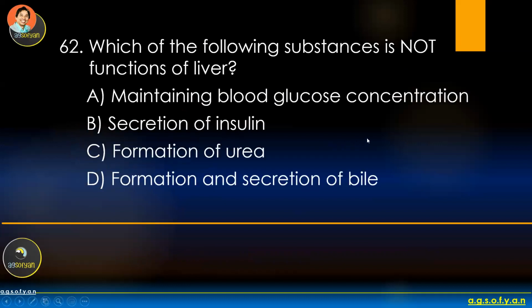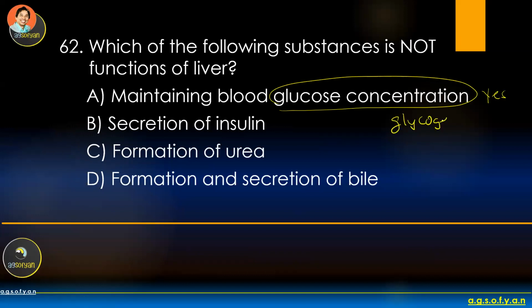Which of the following is not a function of the liver? A, B, C, or D? A, maintaining blood glucose concentration. This is yes, remember. The liver forms glycogen when there is a lot of glucose in the blood. If there is less glucose in the blood, then glycogen will be converted into glucose. So it is controlling blood glucose concentration.